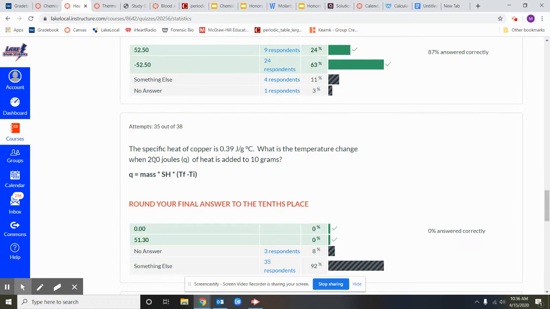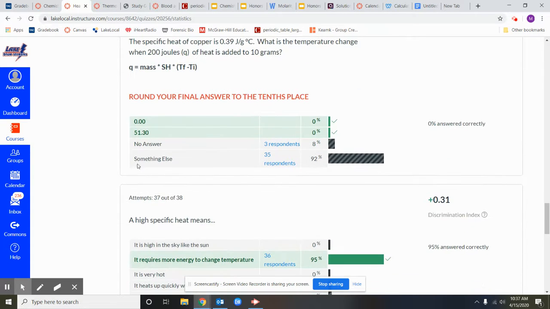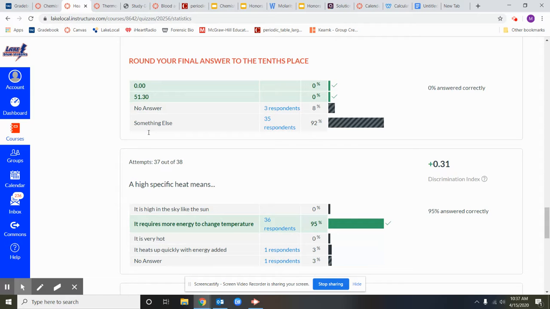Okay. Also another specific heat problem. Again, it gives me my specific heat, 0.39, which is going to go here. It gives me my heat, which is in joules right here, so this is 200, and my mass is 10 grams. So if I just multiply 10 times 0.39 and divide 200 by that, I get my temperature change, which is 51.3 degrees.